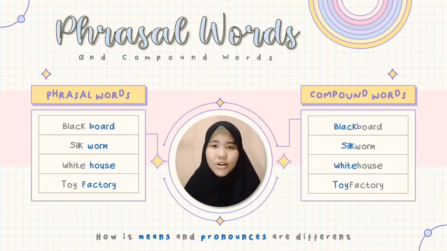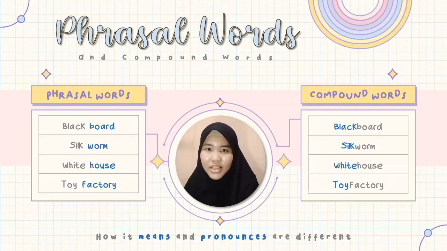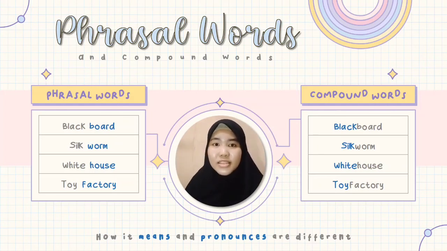And in compound words, actually it means the residence of the United States President. And the last example, toy factory: in phrasal words it means a factory that is a toy, and in compound words it actually means a factory where toys are made. I think now the differences between both of them, which we thought were similar, are clear, so now we can tell the two apart.